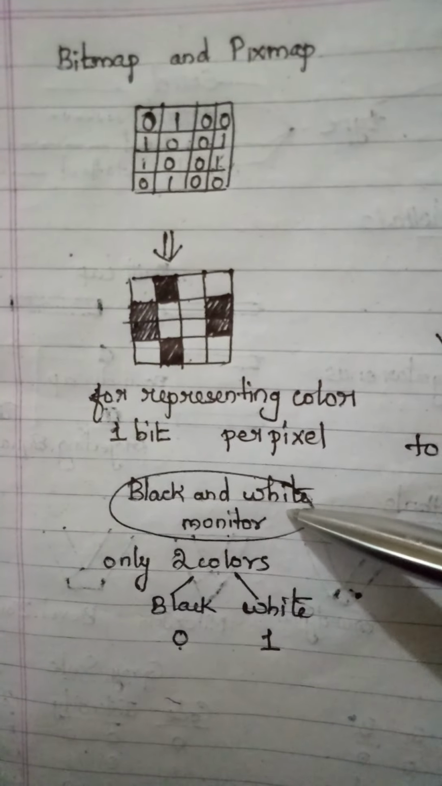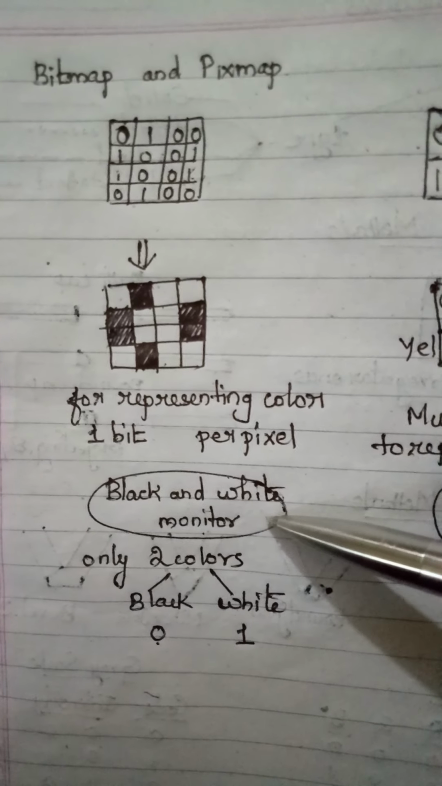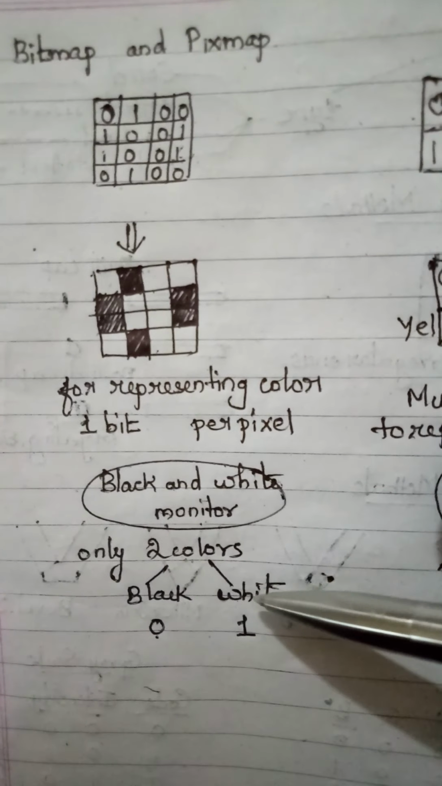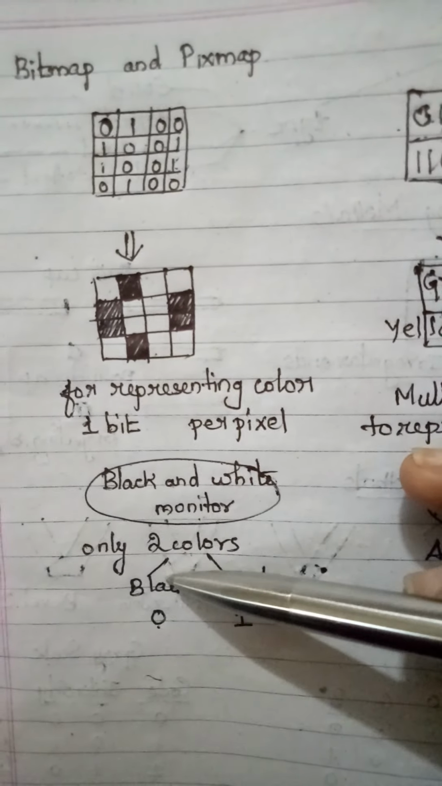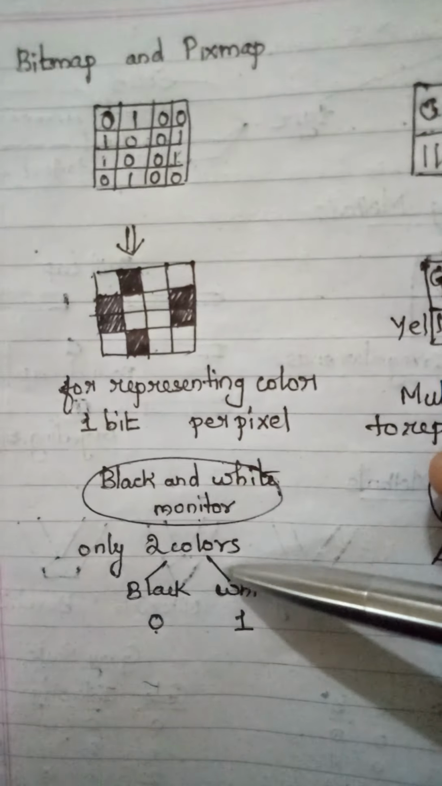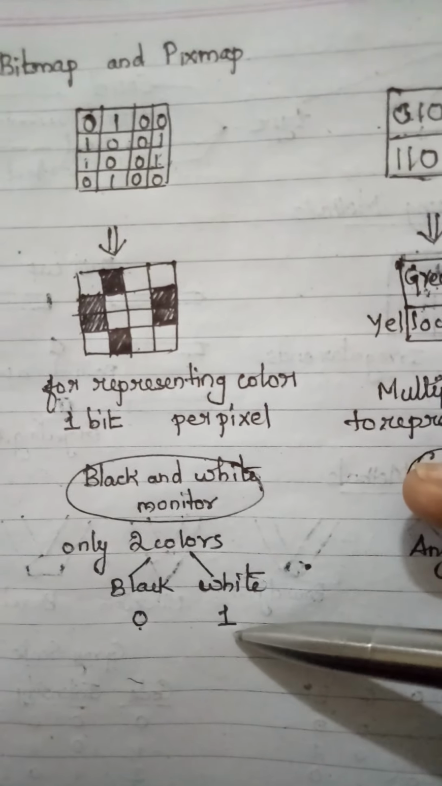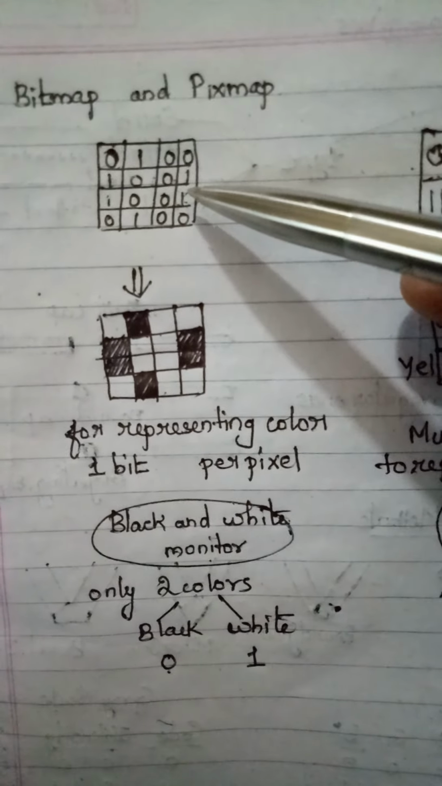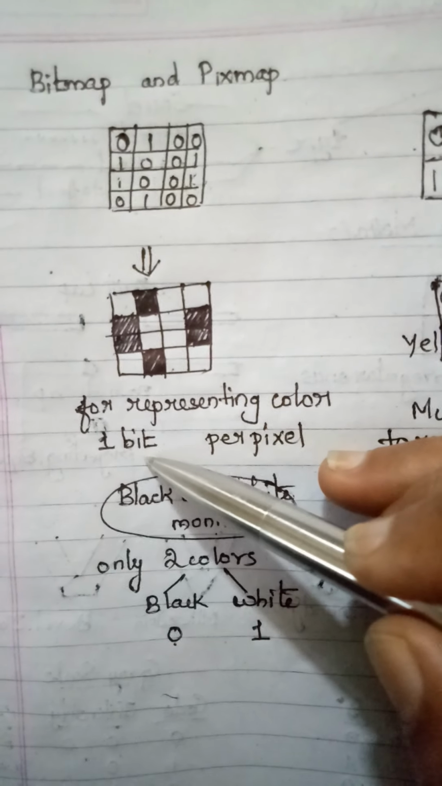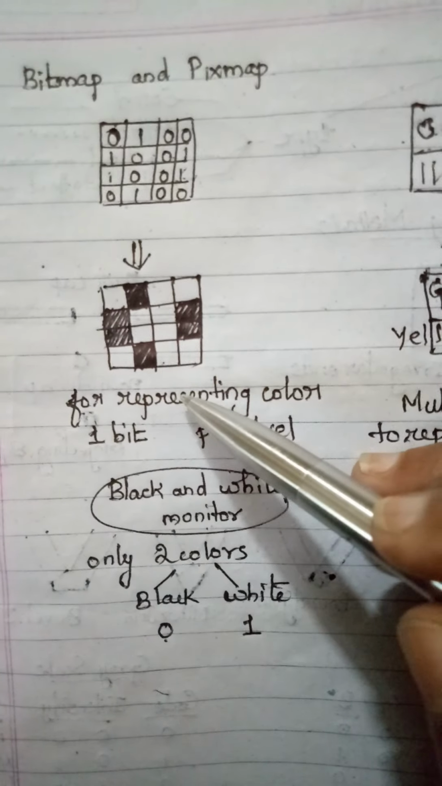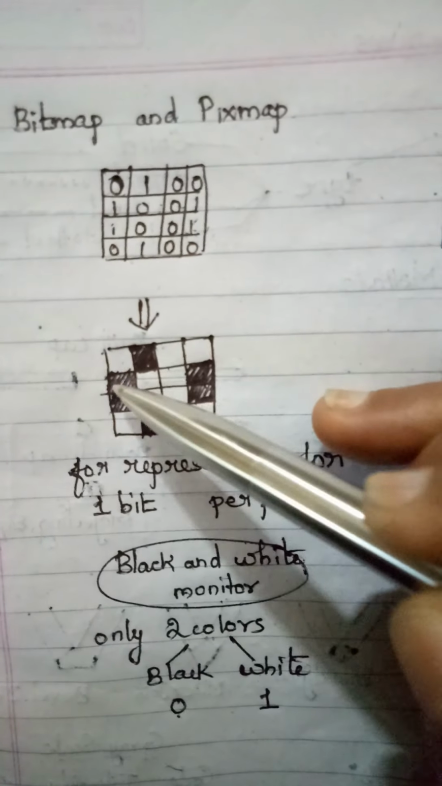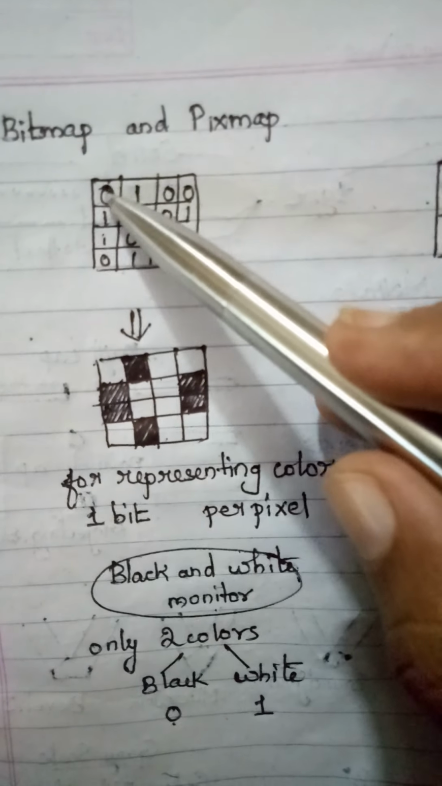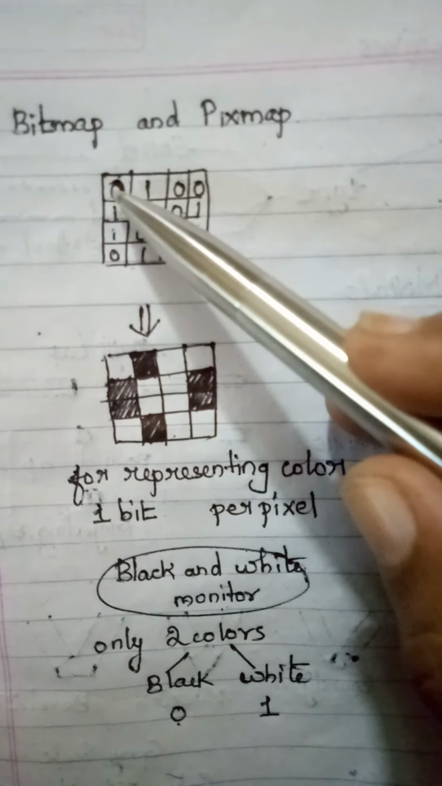We are going to talk about a black and white monitor which can display only black and white colors. So here I am having only two colors. One is a black color, another one is a white color. So black color is represented using the bit 0, white color is represented using the bit 1. Okay, so in the frame buffer I am using only one bit to represent a color. That is, here the first pixel is not to be highlighted, and I am using only one bit to represent the color of the pixel.